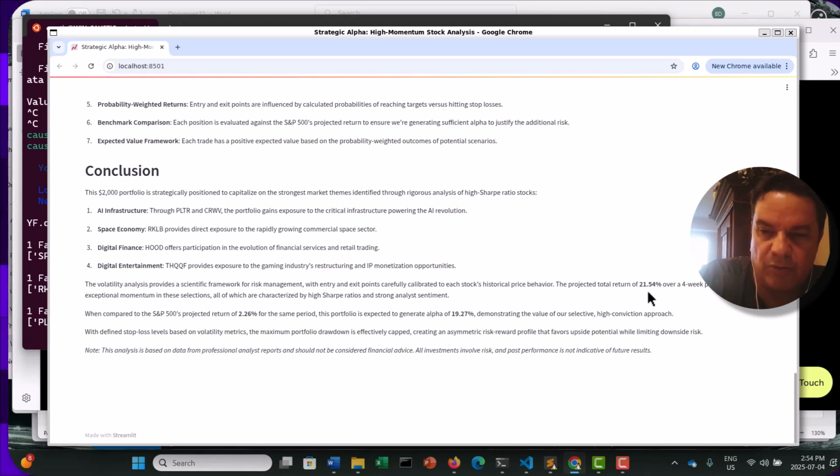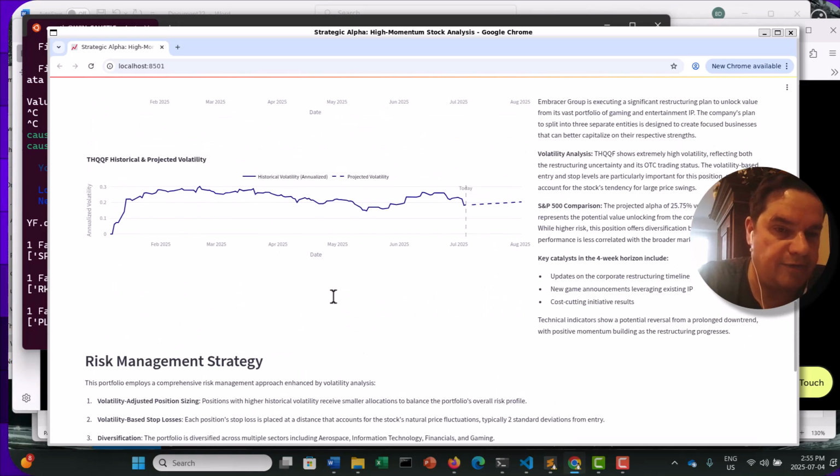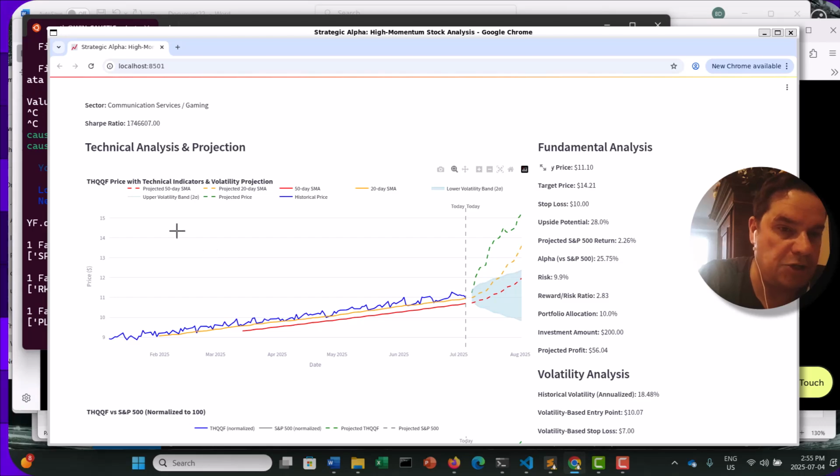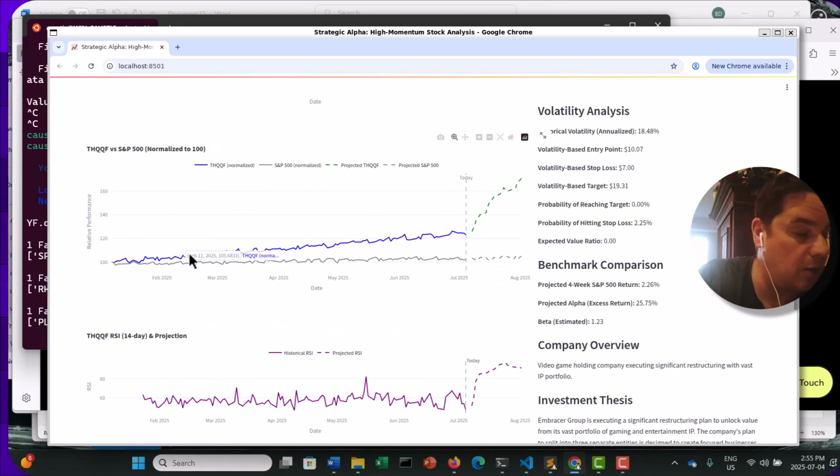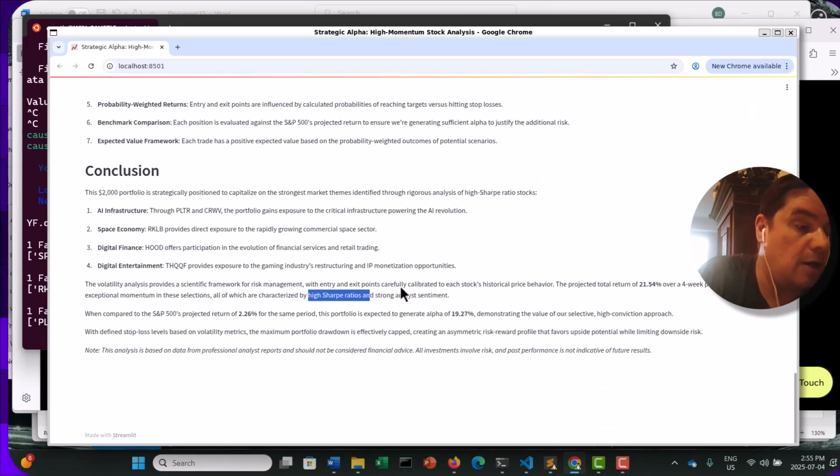Projected total return 21% over a 4-week period. Exceptional momentum in these selections, all of which are characterized by their high Sharpe ratio and strong analyst sentiment. So again, that's all coming out of the AI selection. But again, for the individual Sharpe ratio amounts here, these are way out of whack. But they are high. Anything over 2 is really good. These are the best of the best as far as I can see.